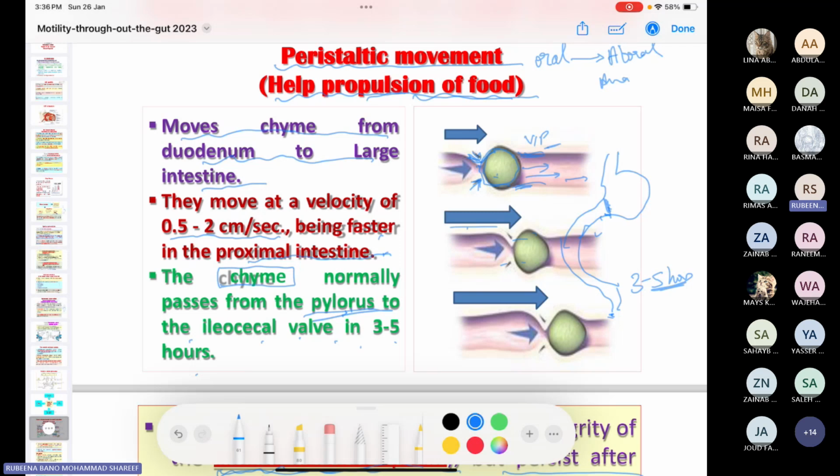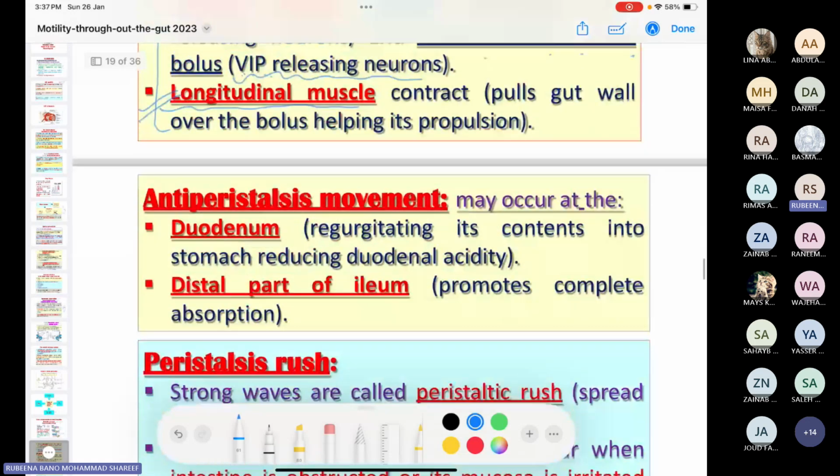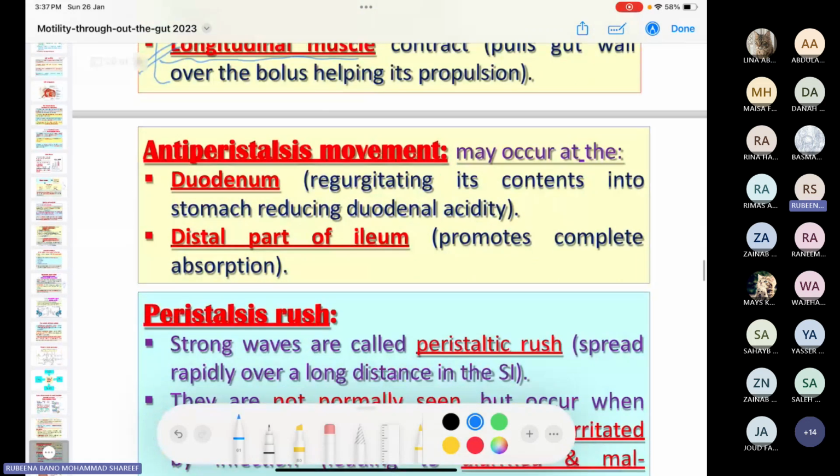Again, after reaching here, there will be contraction of the circular muscle, and here there will be contraction of the longitudinal muscle. Okay, there will be further propulsion of the bolus, right? So in this way, this process will keep on repeating till the entire chyme which is present has reached the large intestine. Okay, so it was about the peristaltic movement.